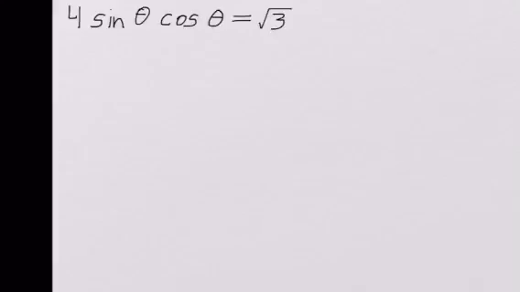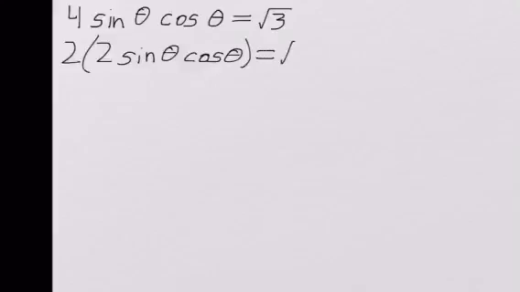So we see that sine theta cosine theta. We want to think a little bit about where we've seen that before. And it's part of the double angle formula for sine. Sine 2 theta is 2 sine theta cosine theta. So we can rewrite this problem a little bit to have a 2 sine theta cosine theta in it. That'll be 2 times 2 sine theta cosine theta is equal to the square root of 3.